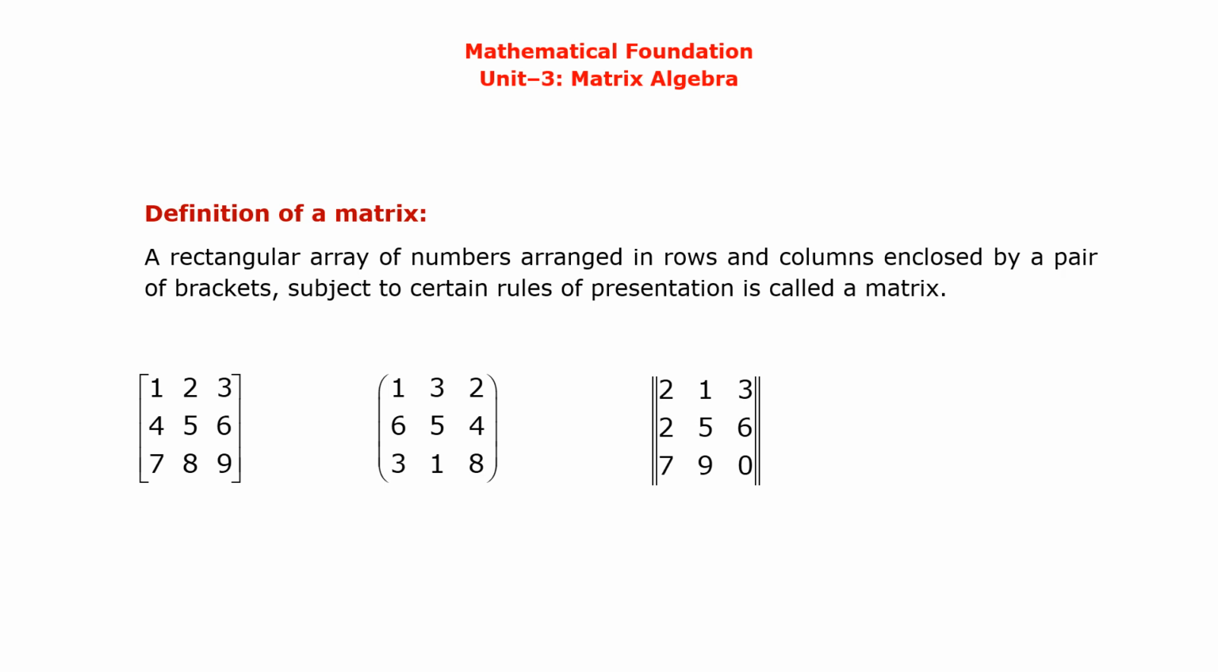So we have seen the examples. It can be written as 1, 2, 3, 4, 5, 6, 7, 8, 9. Here you see the shape of the bracket. It is not necessary to write every time with this type of bracket. You can also write in other forms. For example, the second example is 1, 3, 2, 6, 5, 4, 3, 1, 8, and you see the type of bracket used. Or it can also be written in this form. But usually we will write the first or the second form. This is how we represent the matrix.